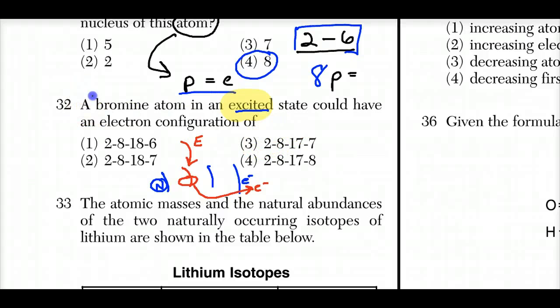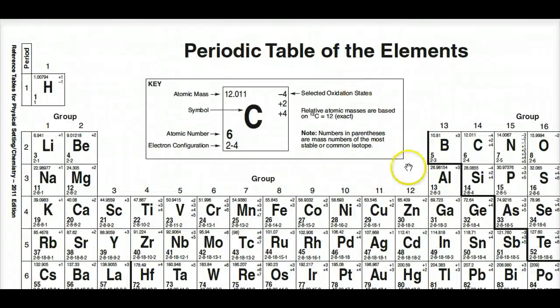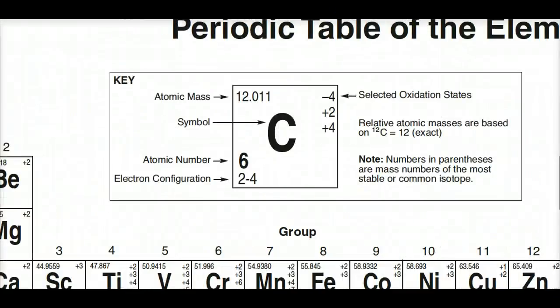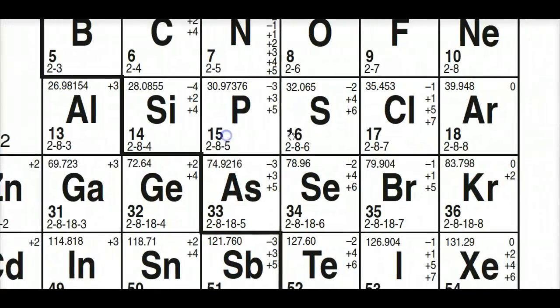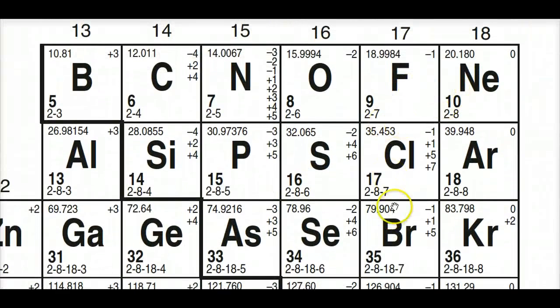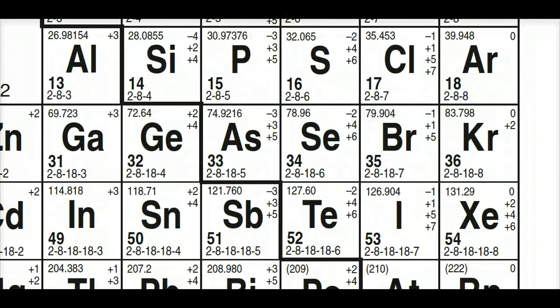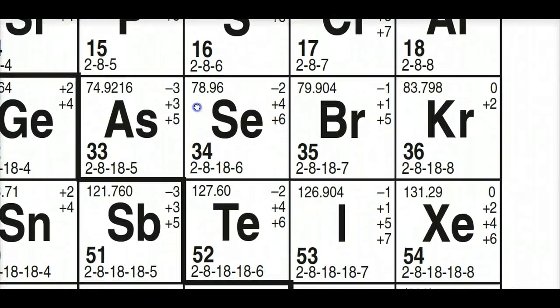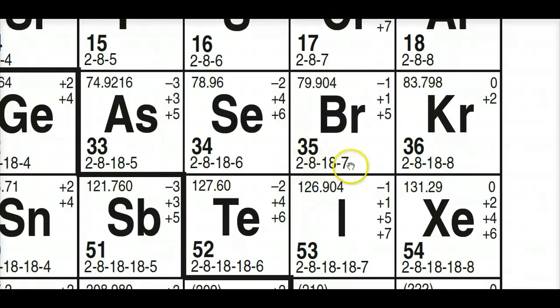Now they said it's a bromine atom. That is a clue. Atoms, as I've already said, are neutral. If they're neutral, that means they have the same number of electrons as protons. Let's go find a bromine atom on the periodic table. So here's our periodic table, and we're going to find bromine, which, if you don't already know, is a halogen. It's in group 17, that same family. And there it is. And look at its electron configuration, 2-8-18-7.